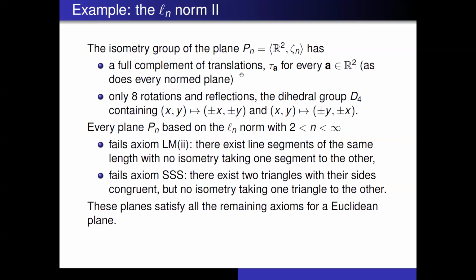But the determinant will be plus or minus 1 for these. Okay, and we look at these planes. So the big idea was that these would relate to the axioms. Well, the trouble is they fail both axioms. So remember, the two axioms characterizing a Euclidean plane are that line segments of the same length have an isometry taking one to the other, and that if two triangles have congruent sides, then there's an isometry taking one triangle to the other. Both those axioms fail.